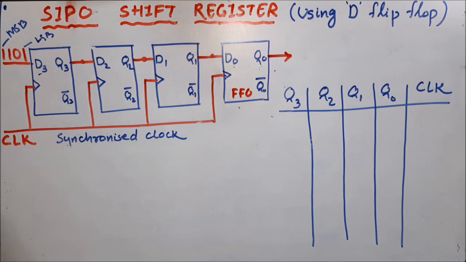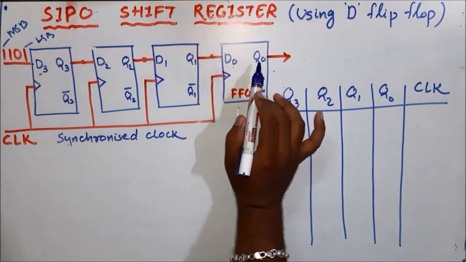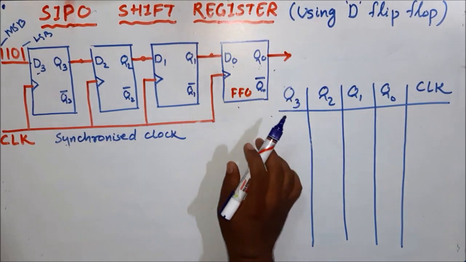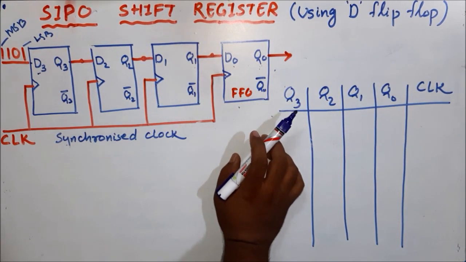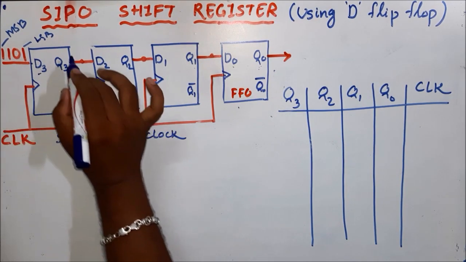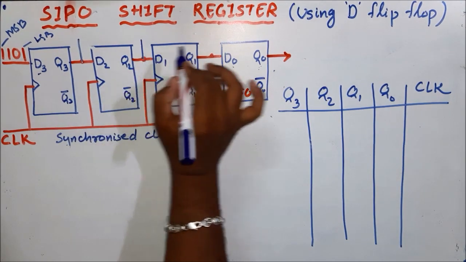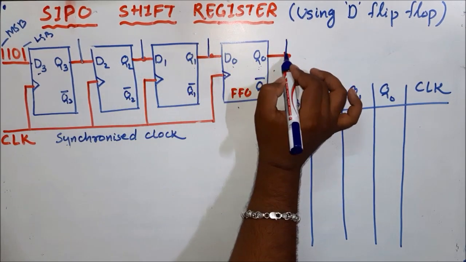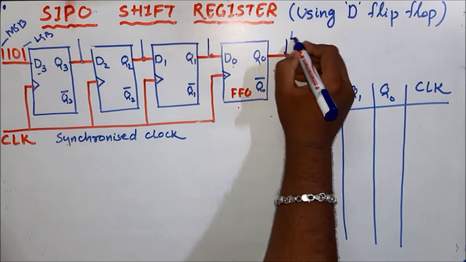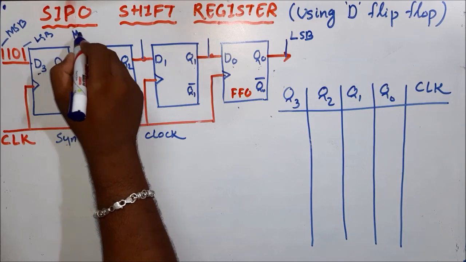There is no difference in the circuit diagram of SISO and SIPO, but the simple change is that we apply input at D3 and get output at Q0 for SISO, whereas in SIPO we give input to D3 but take output from all the flip-flop outputs. The output from here becomes the LSB and the output from here becomes the MSB.